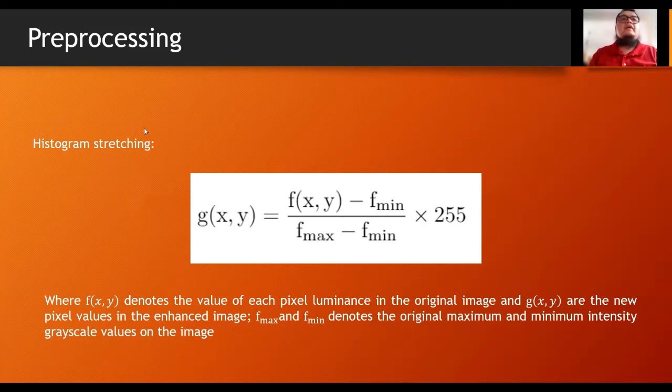Additionally, we used histogram stretching in order to enhance the visualization of the images, in which F denotes the value of each pixel luminance in the original image, and G(x) are the new pixel values in the enhanced image. Fmax and Fmin denote the original maximum and minimum intensity grayscale values on the image.